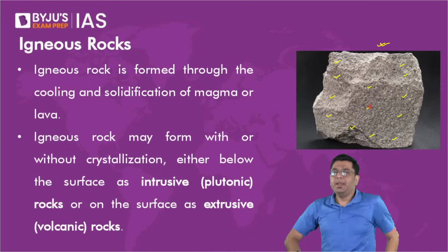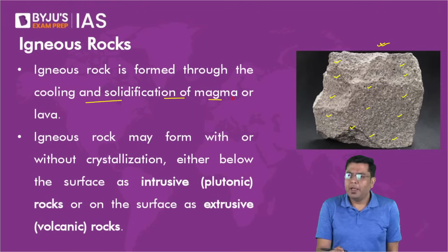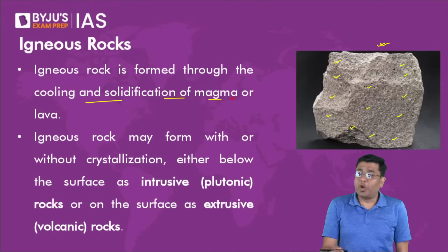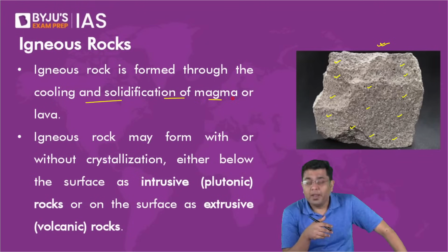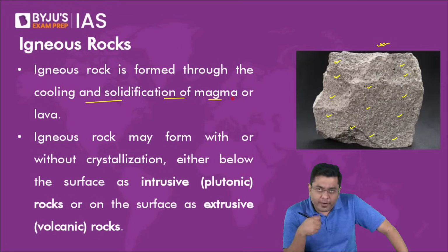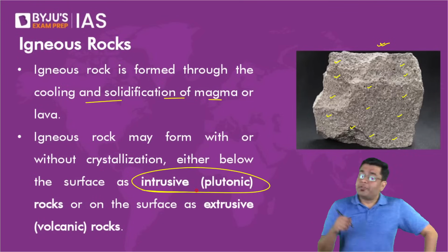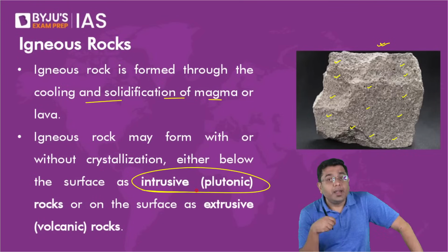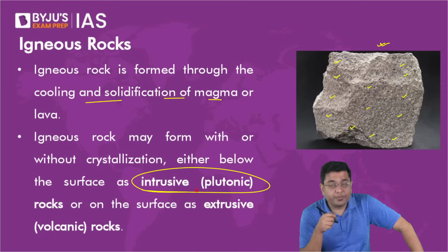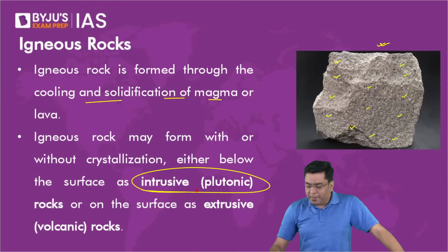So basically, igneous rock is formed through the cooling and solidification of magma or lava. That solidification can happen in the interior or on the surface. When it happens in the interior, it is also referred to as intrusive, or plutonic rocks. Whereas when it happens on the exterior, it is also referred to as extrusive or volcanic rocks.